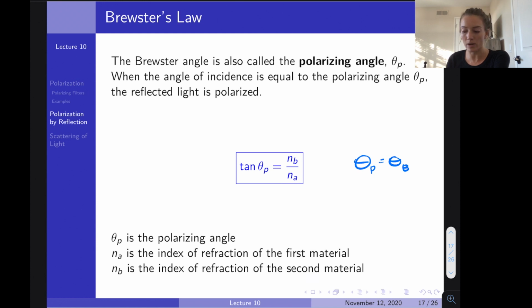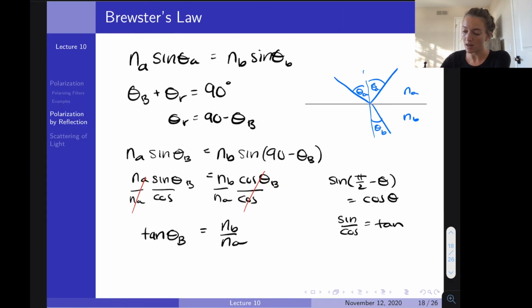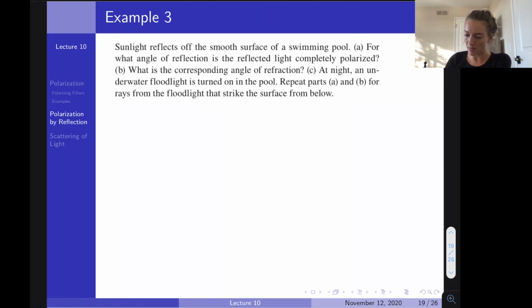Now, typically we're going to be looking for this angle. So normally we're going to want to find what is theta_B, and we'll be taking the tan inverse of both sides. So typically we'll be seeing it this way, but we're going to do a problem with that in a second, so don't worry. Okay, so let's do an example here.